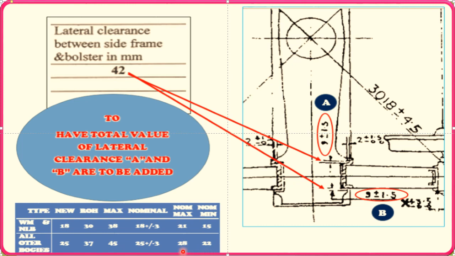22 to 25 mm. This is the nominal range, but the ROH value is given as 37 and the maximum value given is 45. So we have to see the maximum and minimum. The minimum is 22 and the maximum is 45. Where here and here, to get the total value, the clearance on this side has to be added to the clearance on this side. So A plus B gives the total value, and this should not be less than 15 mm for WM and NLB and 22 mm for all other bogies, while the maximum limit for WM and NLB is 38 mm, and for all other versions it's 45 mm.